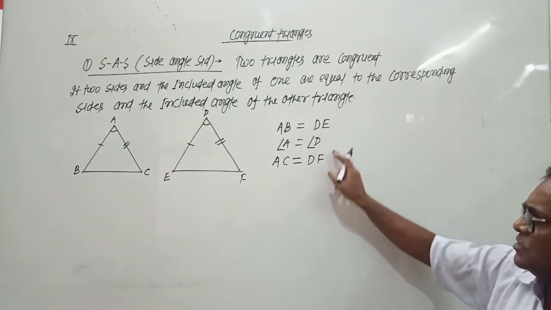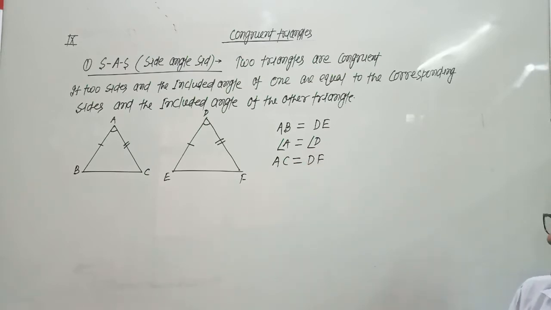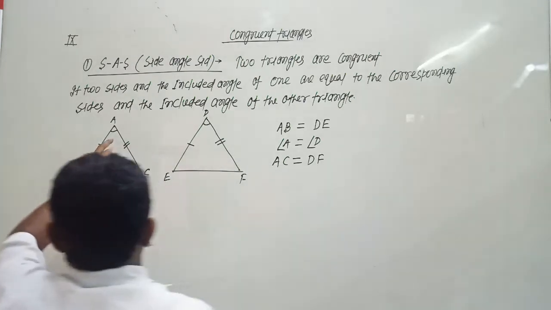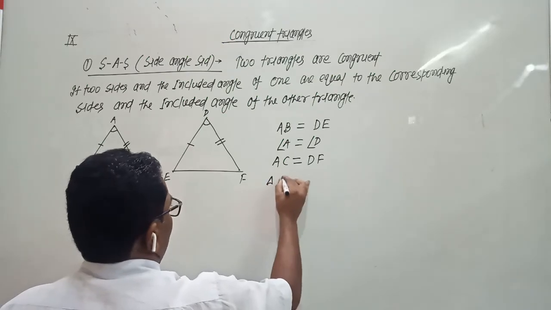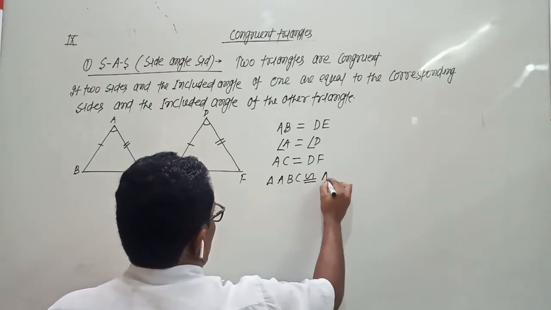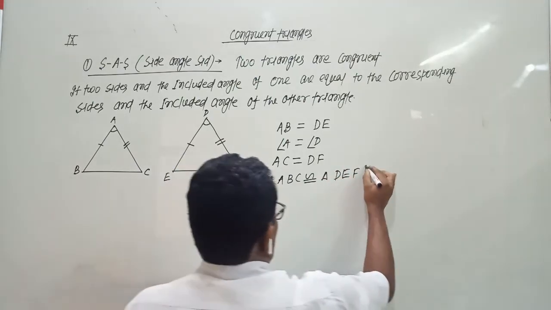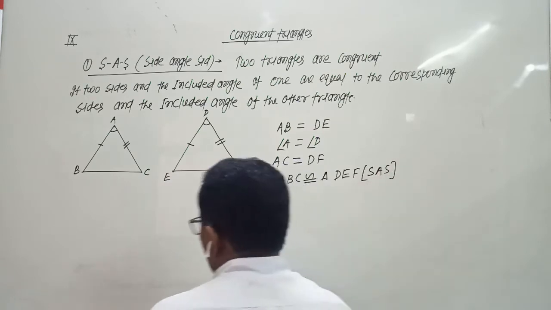So between two equal sides, A and D are the included angle. So if AB equals DE, angle A equals angle D, AC equals DF, then triangle ABC is congruent to triangle DEF by SAS, side angle side criterion.